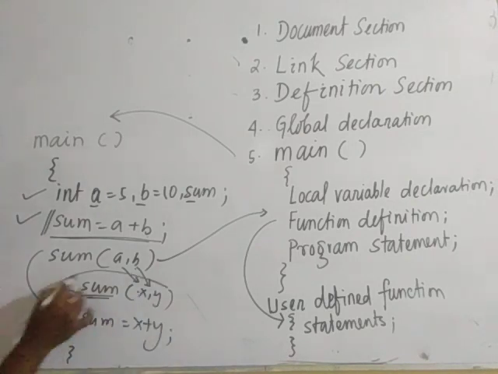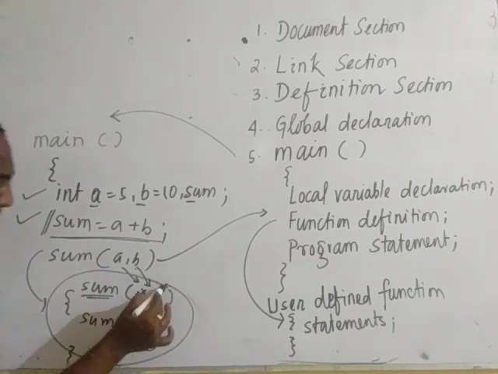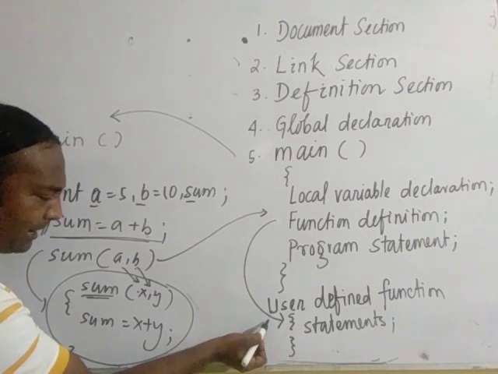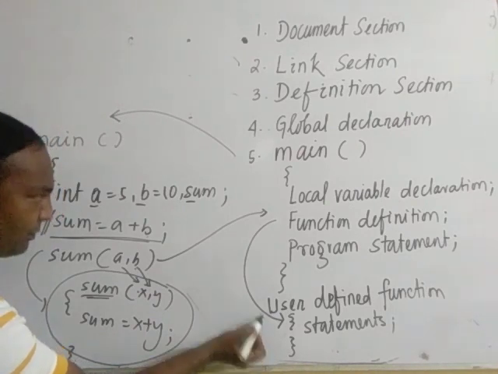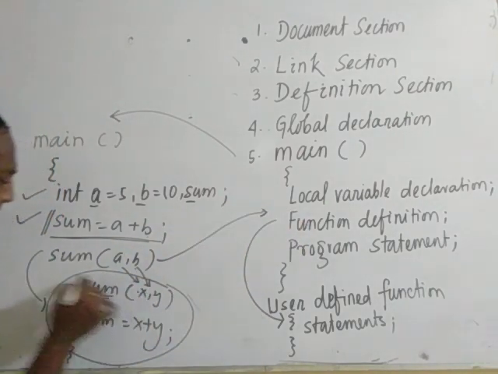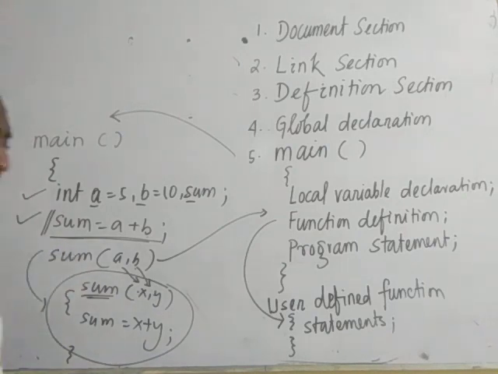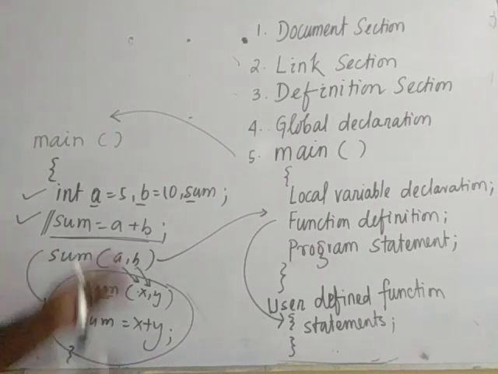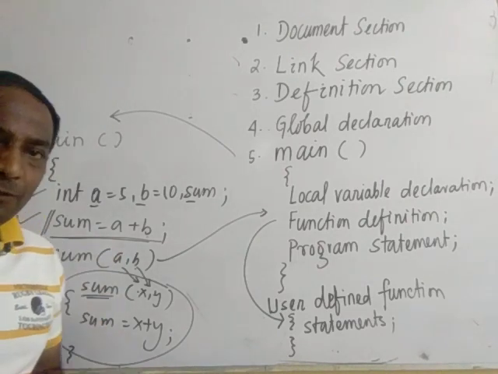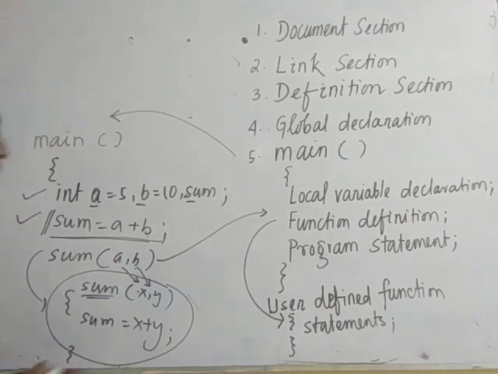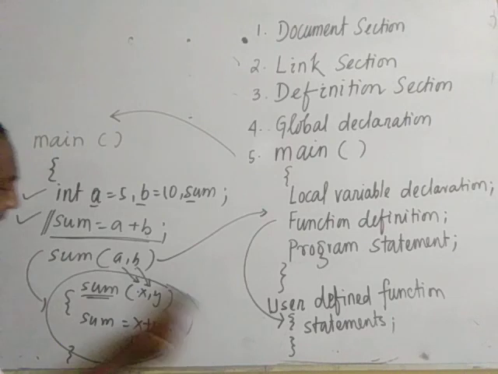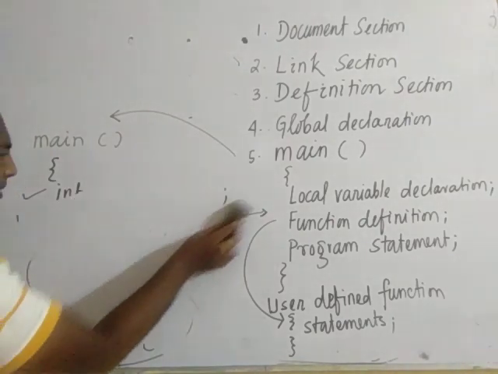So I have declared one user defined function outside the main. I have declared a user defined function which will be called inside the main function, using the function name. So when I use sum, that means it will call the user defined function which is declared outside the main function, into the main program, and it will be executed. So this is all about the structure of a C program.